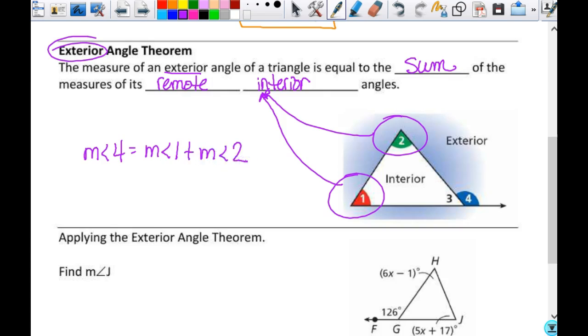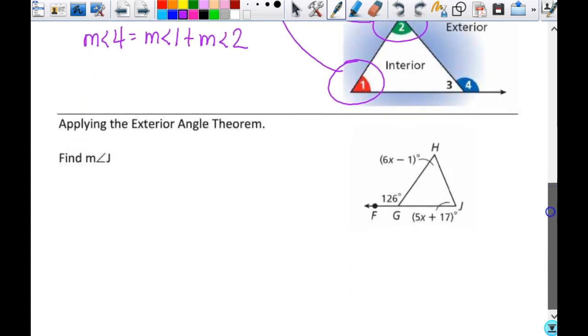Now, could you live your whole life not knowing that was true and still get the right answer? Yes, because if you have angle 4, you can find angle 3, because that's what type of angle pair? Linear pair, and then you can figure it out that way. But if this is an expression here and not just a number, probably don't want to go down that road because things may not end up so nicely for you. All right? So let's look at this.